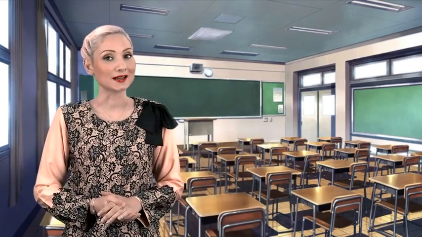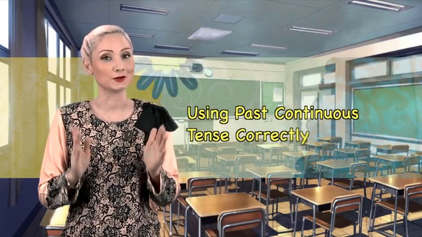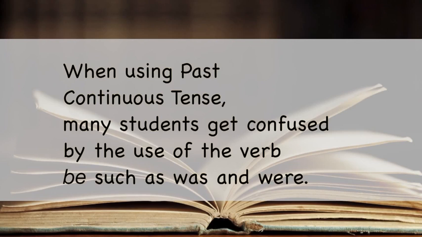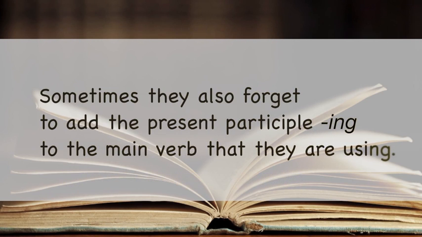Today we are going to learn how to use the past continuous tense correctly. When using past continuous tense, many students get confused by the use of the verb be, such as was and were. Sometimes they also forget to add the present participle -ing to the main verb that they are using. In this episode, we will look into the important elements when using the past continuous tense.